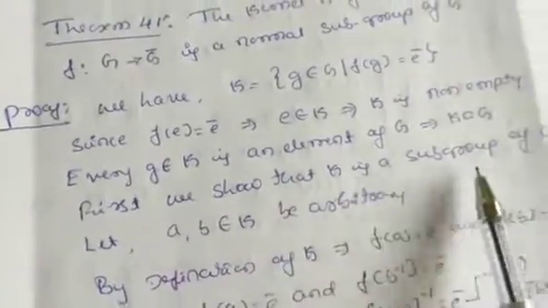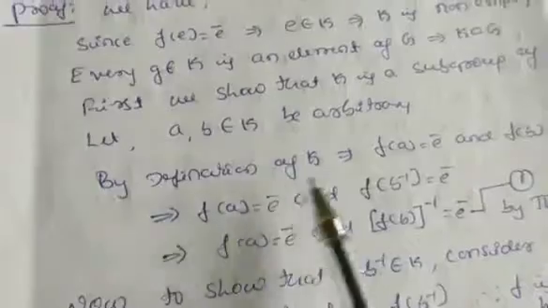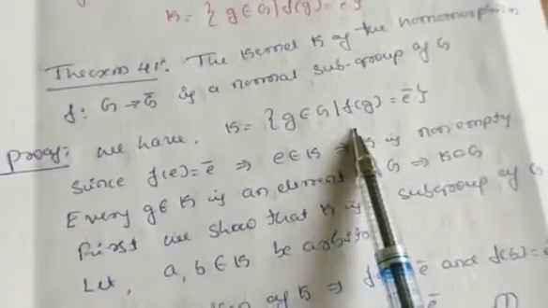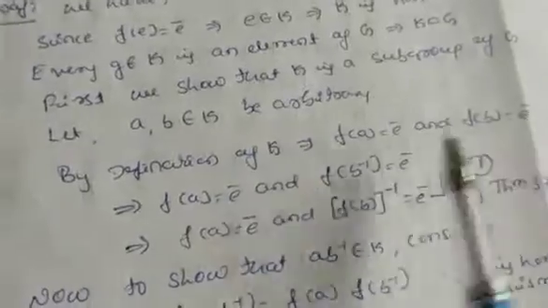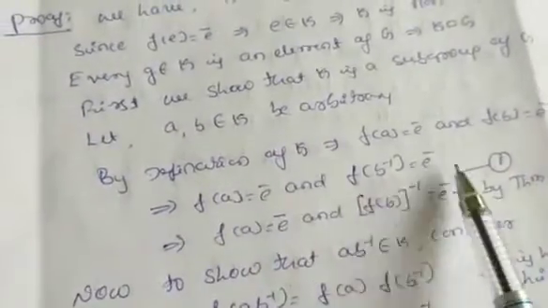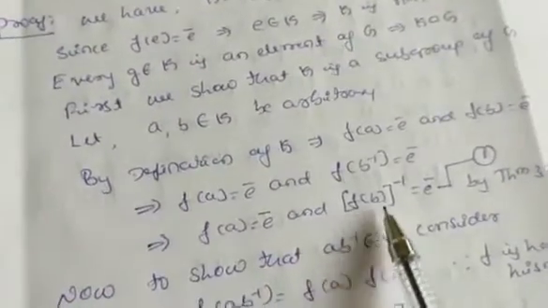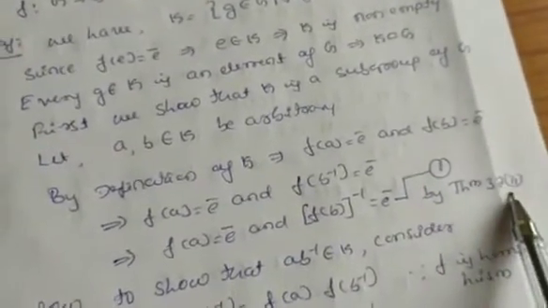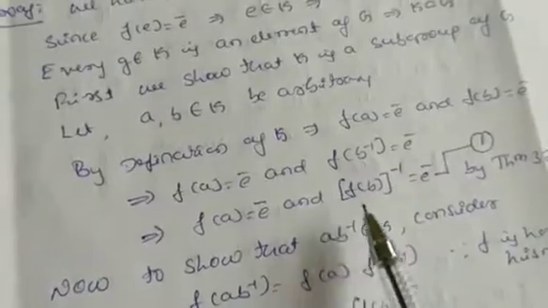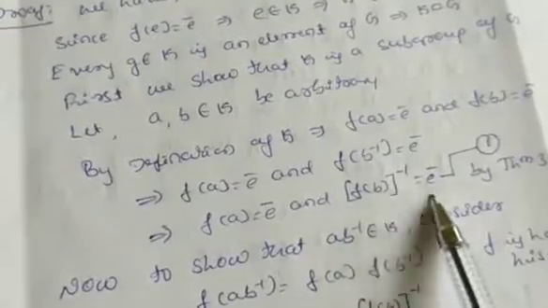First you have to show that K is a subgroup of G. Let a, b belong to K be arbitrary. Now by the definition of K, f of g is equal to e bar for g belonging to K. So f of a is e bar and f of b is also e bar. Take this as equation 1. By theorem 37, which you studied, f of b inverse is equal to f of b whole inverse, which is also e bar.